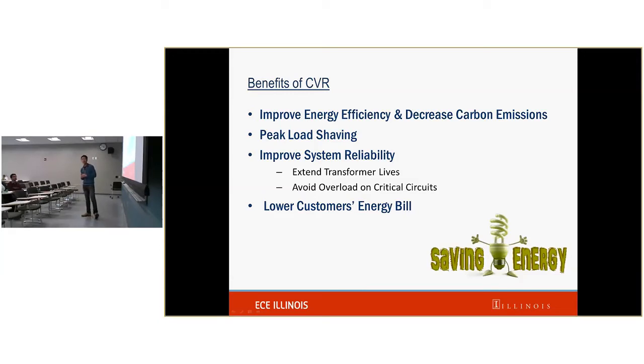And it also avoids overload on the critical circuit. For example, this February in Chicago we have a chip area, right? I worked at ComEd this summer. Basically, what they did during the winter is they ran CVR at certain times because they could not meet the demand. So in order not to shave the customer's load in the winter, they did CVR to try to bring the peak demand down. And lastly, it lowers the customer's energy bill, to make the customer happy.